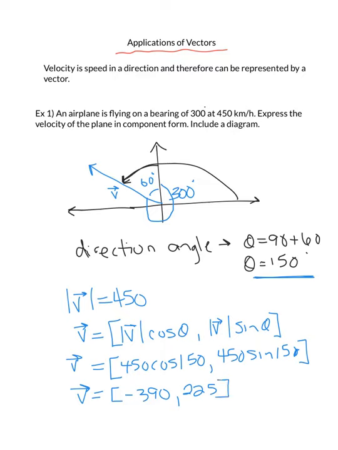Now here is a really good time for me to go back and double check. Does this make sense? I would have negative 390 in the x and a positive 225 in the y, and things definitely look good there. Those numbers make sense.